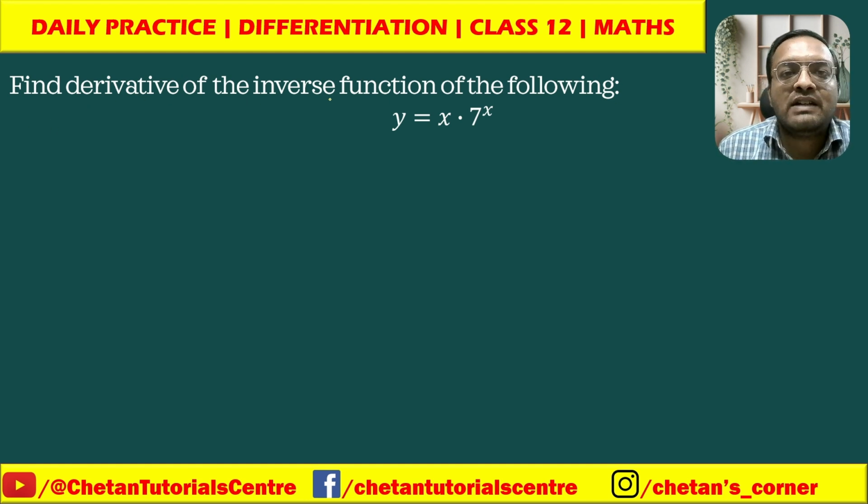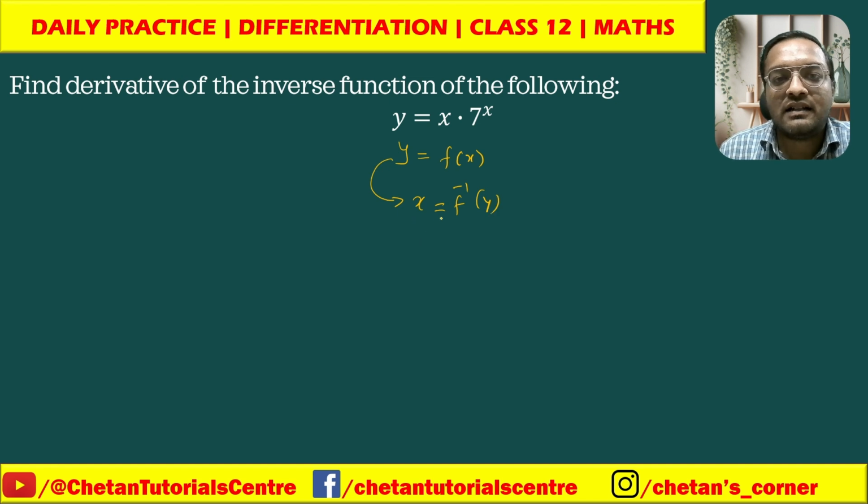Find derivative of inverse function of the following. So this is given function y is equal to f of x, which is equal to x into 7 raised to x. Now we have to differentiate its inverse function. X is equal to f inverse of y, and its derivative with respect to y, that is dx by dy, and we have to find this dx by dy for inverse function of this given function.